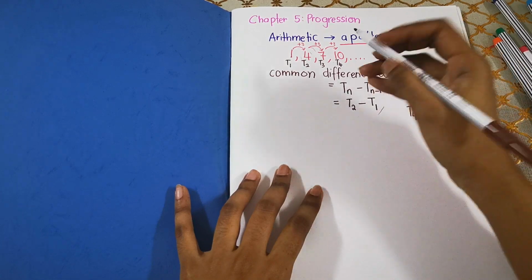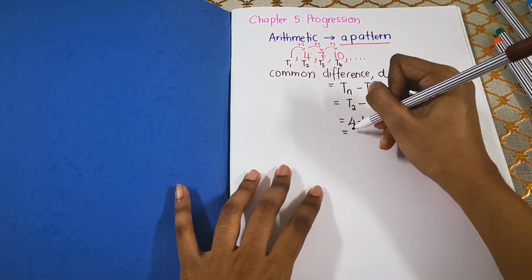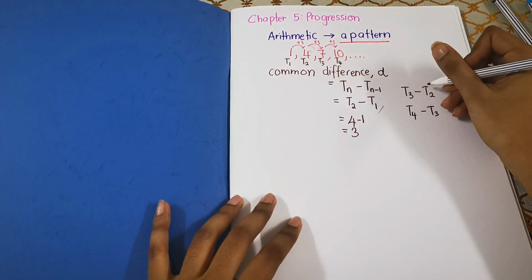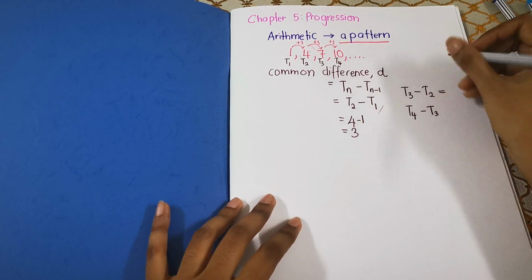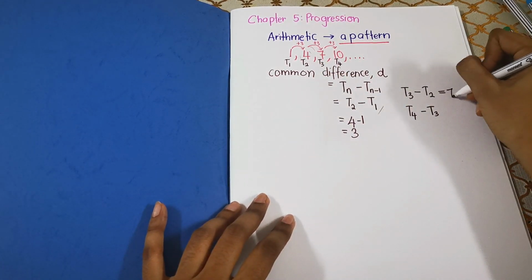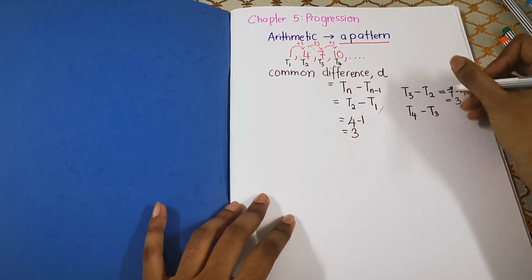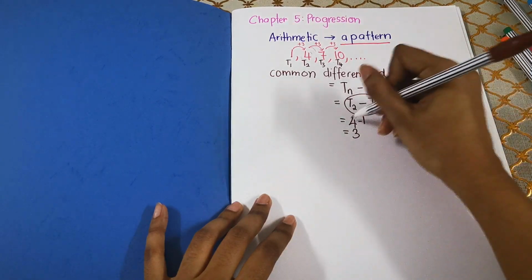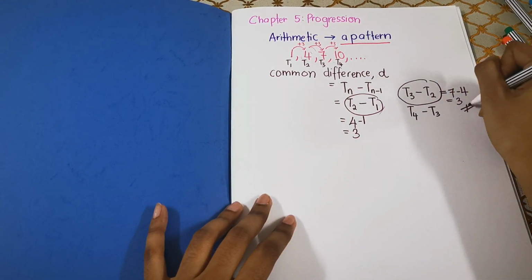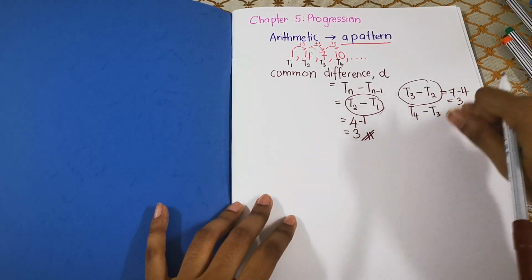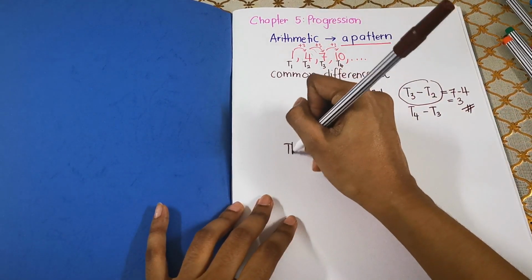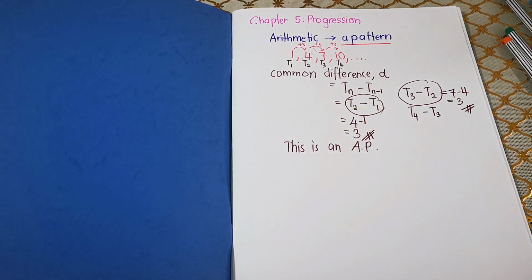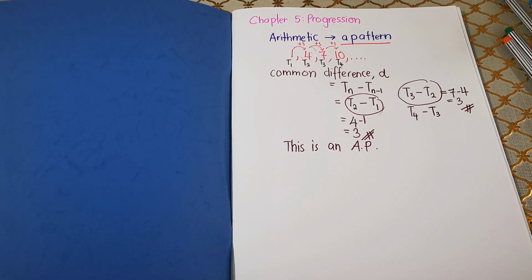Now let's take term 2 minus term 1, which is very easy. 4 minus 1, so you get 3. We also need to find another common difference. So T3 minus T2, which is 7 minus 4. Do we get 3? Yes. So since we found two common differences and the values are the same, this is an arithmetic progression. Short form AP, arithmetic progression.